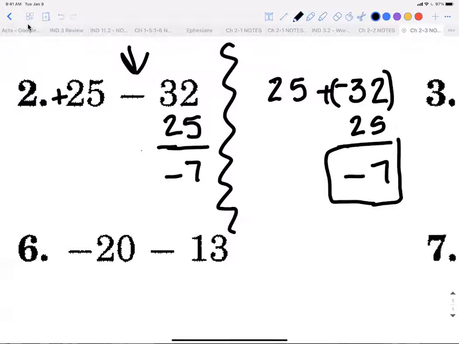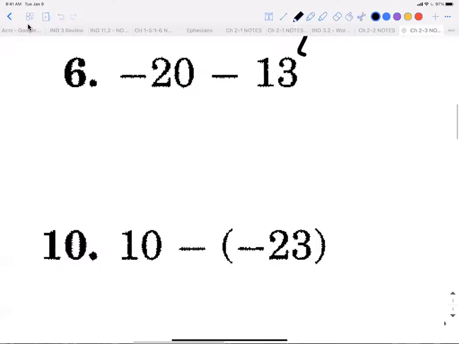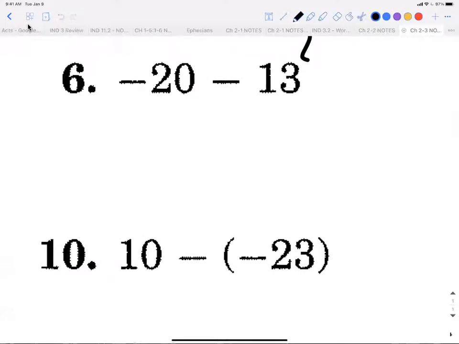All right, so let's look at number 6 as an example. You got negative 20 minus 13. Well, that means a negative 20 and a negative 13. If I have two negatives, what do I do to those two numbers?